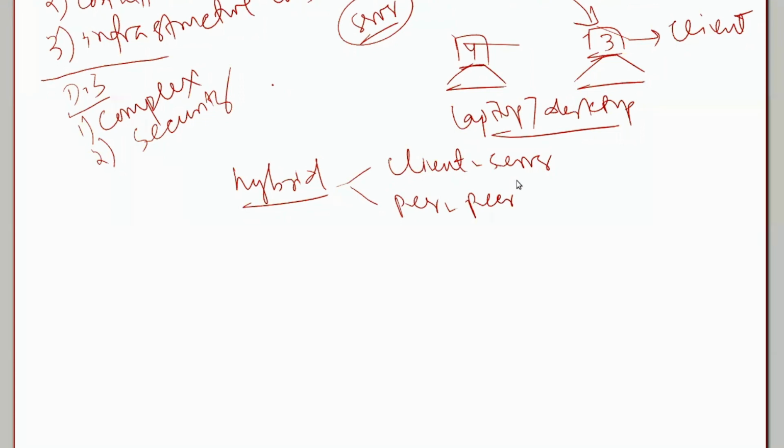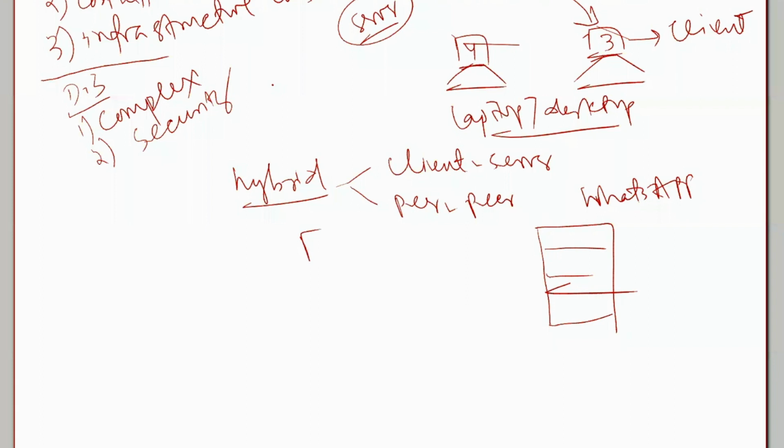What does it mean? What I mean to say is that in case of a hybrid architecture, let me give an example so that you can understand. Let's say this is my server. This is the WhatsApp server. As you have asked the question, let's discuss in that angle only. So these are the various clients of WhatsApp: client number 1, client number 2, client number 3.